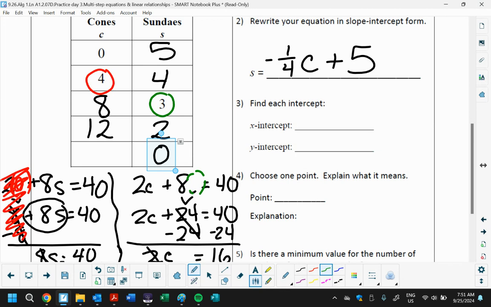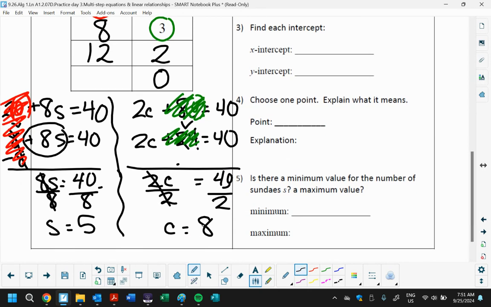So if I were to substitute in 0 Sundays, that means I didn't spend any money on Sundays. So I don't have to take away any money. I still have $40 left over. And when I would divide 40 by 2, that would leave me with, you guessed it, 20 cones purchased. I find those helpful, ladies and gents. You'll see why in a minute.